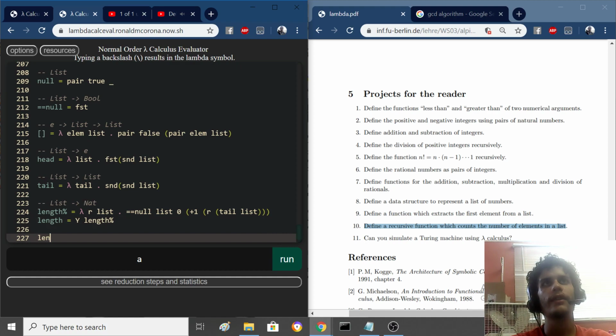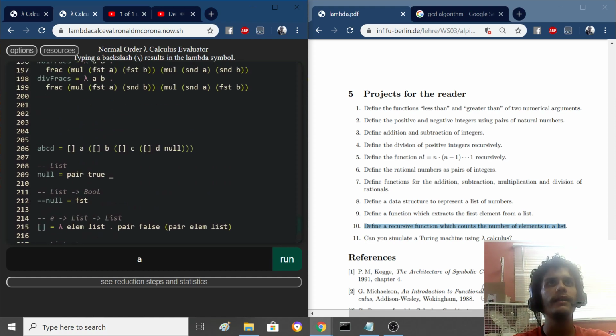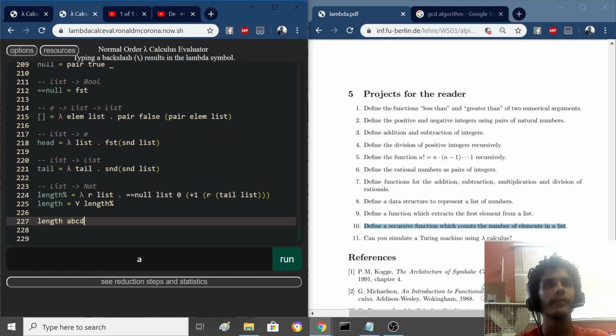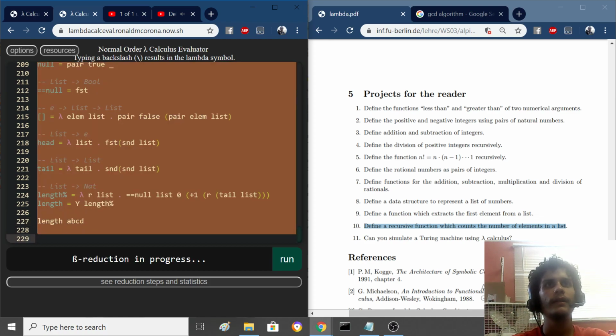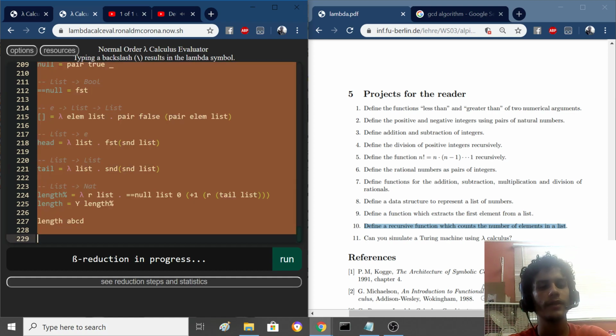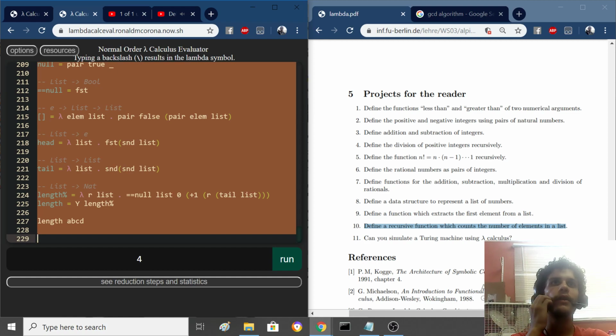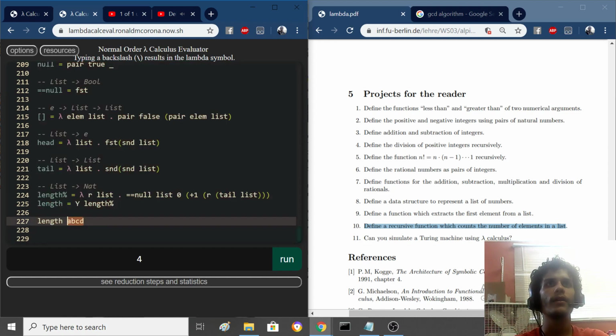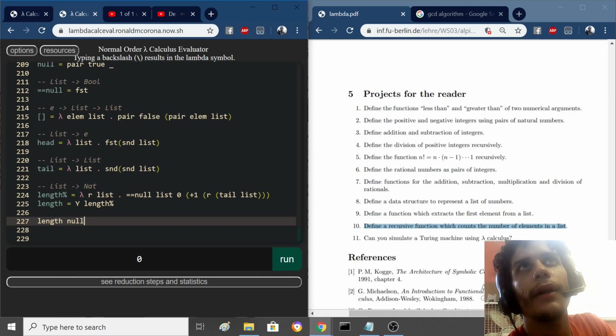So let's get the length of A, B, C, D, which should be 4. And we get a frozen thing. Oh, look at this. I put tail here, but that doesn't make sense because that's the name of the function. It takes a list. So there you go. It gave us 4. What's the length of the list null? It should be 0. Alright, cool.